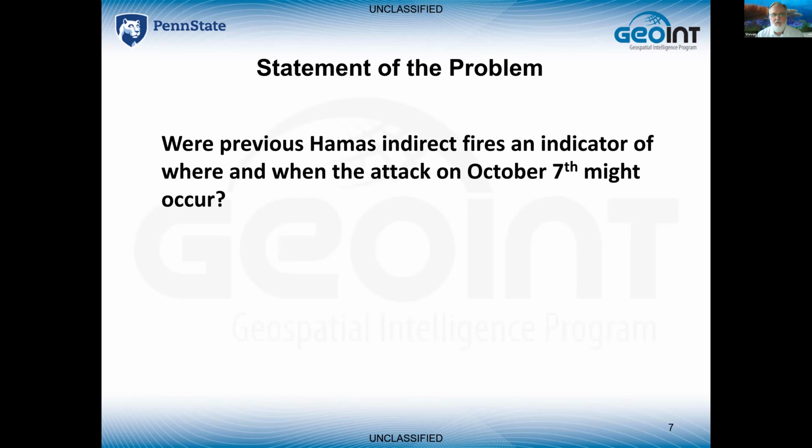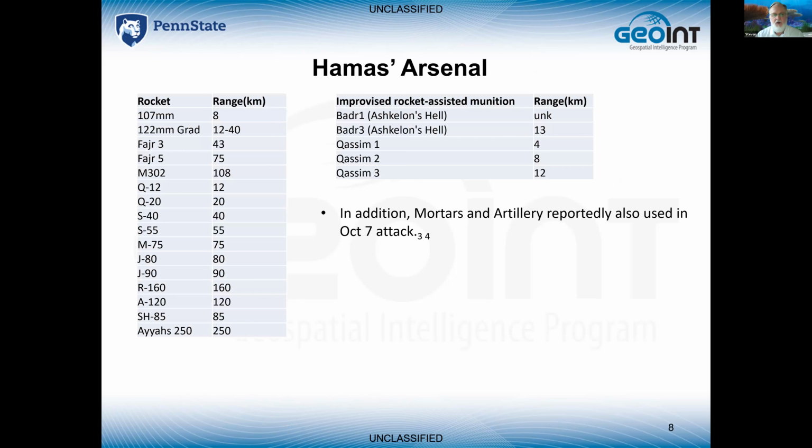Quick statement of the problem. Were previous Hamas indirect fires an indicator of where and when the attack on October 7th might occur? I'm looking at where and when. And here's a quick rundown of the arsenal that Hamas has. I'm focusing on rockets and mortars. These are not all of them, but they're most of them. It just shows the name and the range of each.